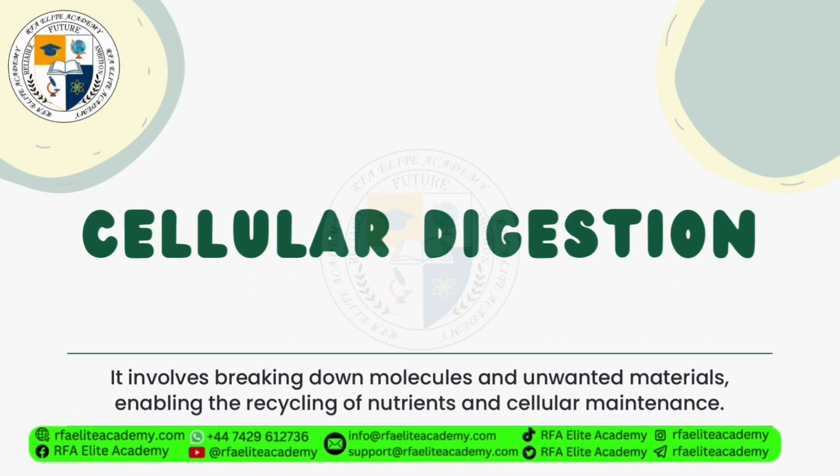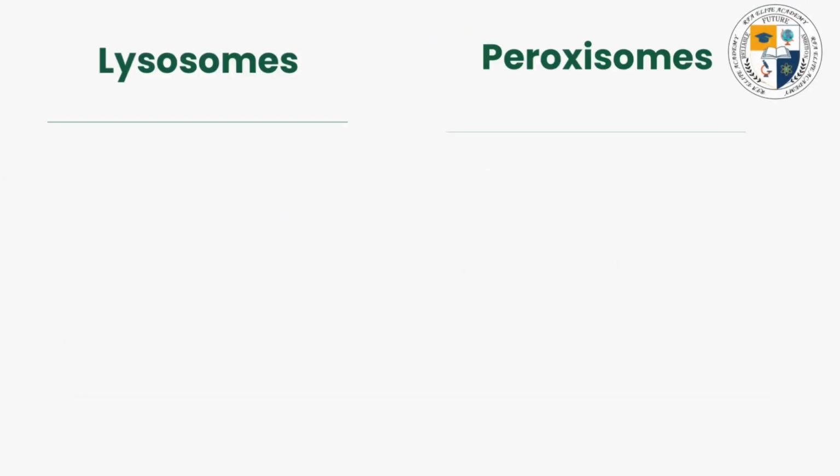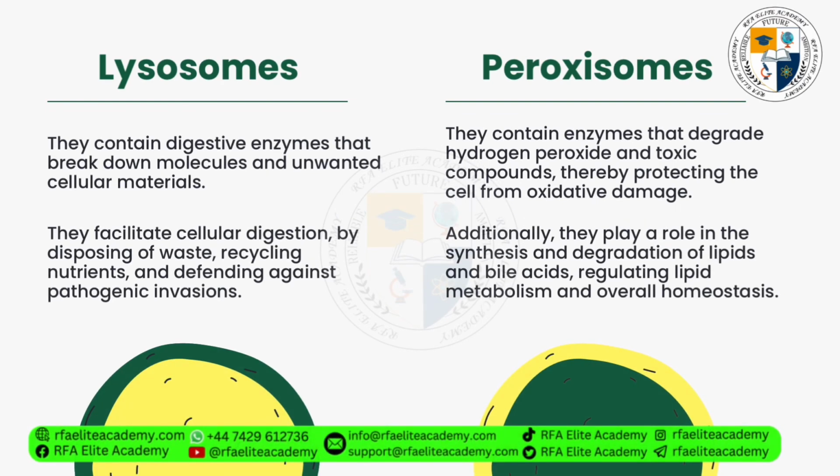Now let's move on to the next part, called cellular digestion. There are two types of organelles that we have for cellular digestion. One is lysosomes and one is peroxisomes. So lysosomes are basically digestive enzymes that help in breaking down molecules, and peroxisomes are another type of organelle that contains enzymes, and they provide breaking down, but they also protect the cell from oxidative damage.